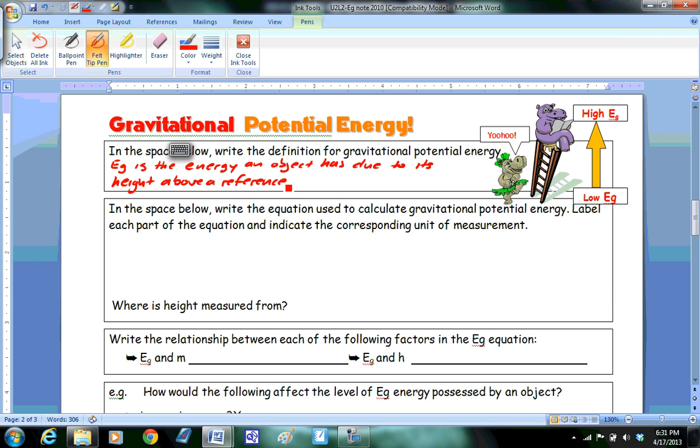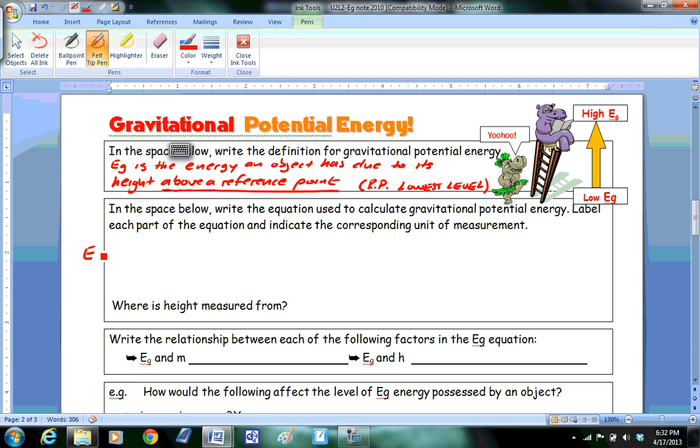We want to pick a reference point because we have to measure from some particular point. We'll talk about what this means in an example or two from now. And usually what we want to do with the reference point is pick the lowest possible level. Okay, so now we've gone through that, what I can write down is the equation for gravitational potential energy.